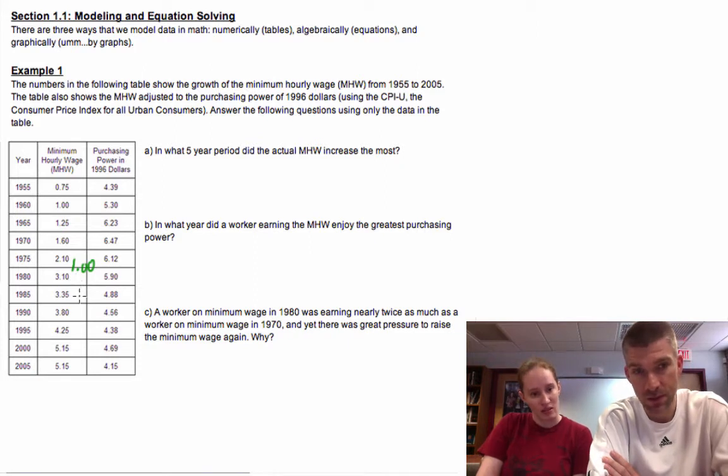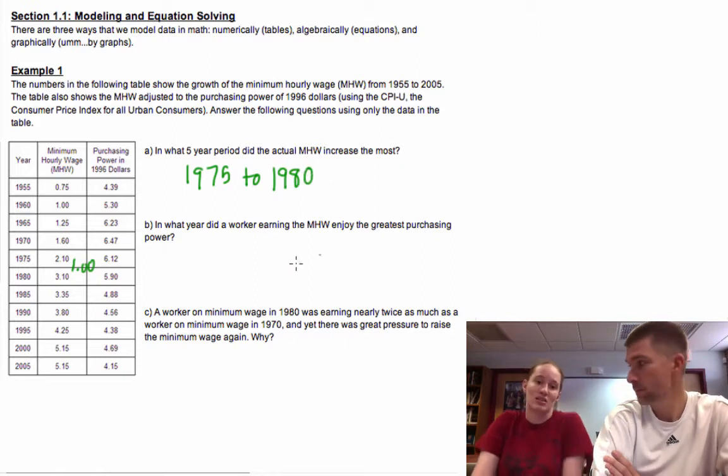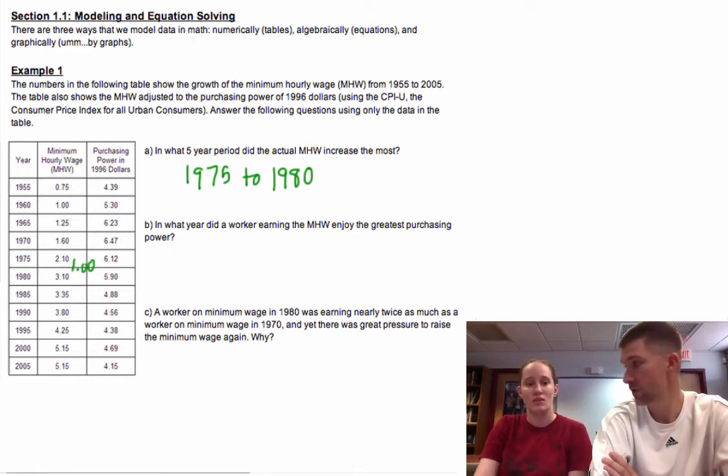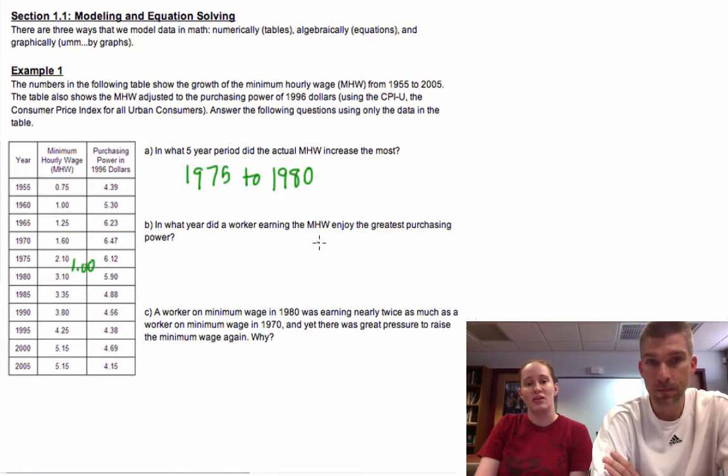25 cents. What is that, 45 cents maybe? Yeah, 45, 45 again. Now this is 90 cents. That's close, but this is 0, it didn't change. So from 1975 to 1980 would be the period where it increased the most. We just had to check how much it increased each time and then pick the biggest one. You're finding the difference, and difference is subtraction.